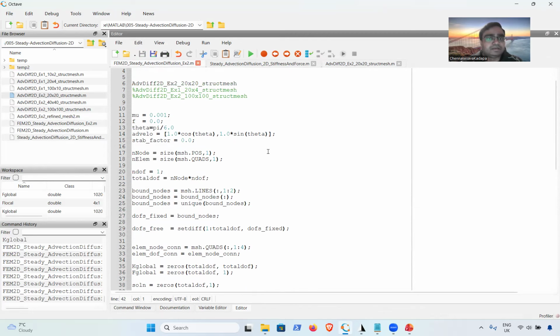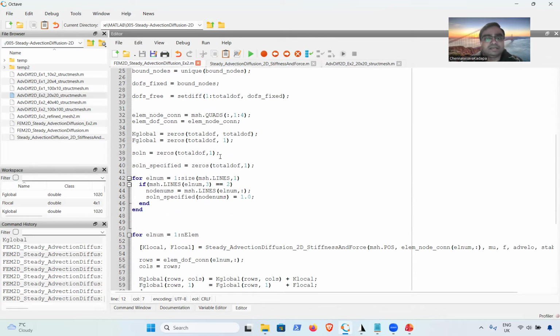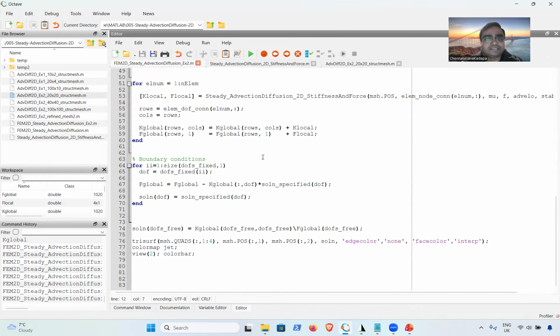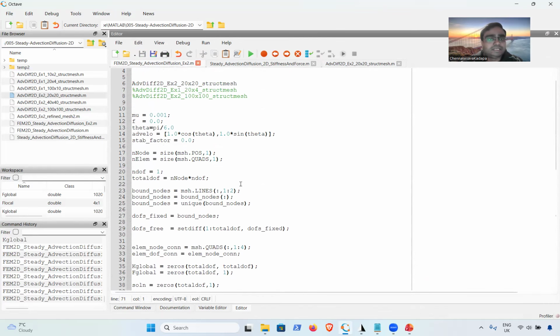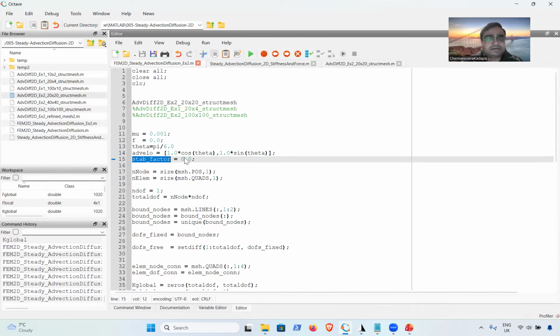different. And don't forget to change f to 0, because there is no body force term. And everything else is the same. We don't need to change the stiffness matrix. But we start with the stabilization factor of 0 to see what happens with the pure Galerkin formulation. I'm starting with the 20 by 20 mesh.